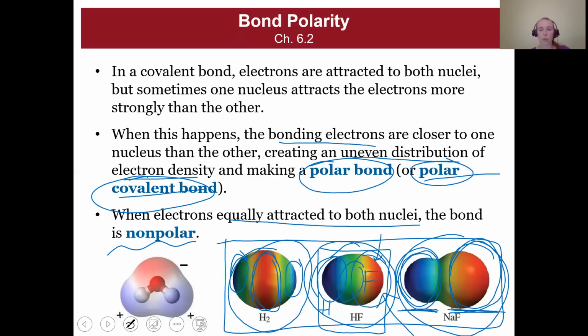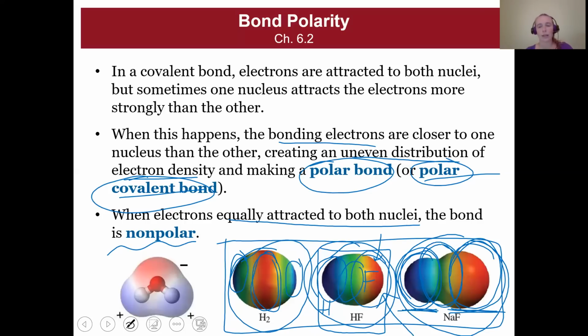But just like we learned with probabilities of where to find the electron, there's not a 0% chance of finding the electron on the sodium side. So there's still some green in between the two, where there's a possibility of finding the electron shared between the two and not just all on the fluorine side. So it's a spectrum.